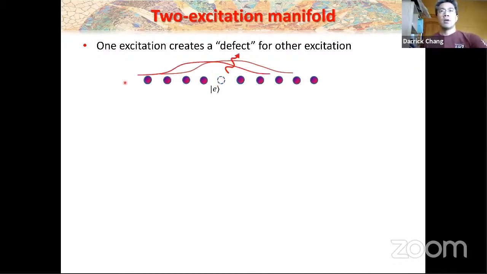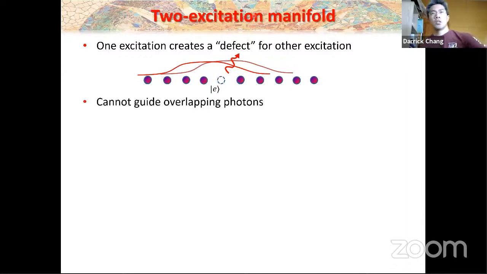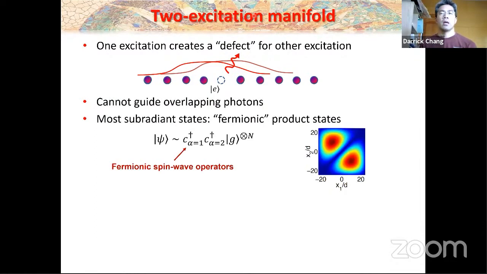So then what happens if I try to create a second waveguided excitation is that the second photon effectively sees this one excited atom as a defect or a hole in the waveguide. So it can basically scatter off that hole into free space. So basically, this 1D chain is like a kind of exotic waveguide where it can't guide overlapping photons.